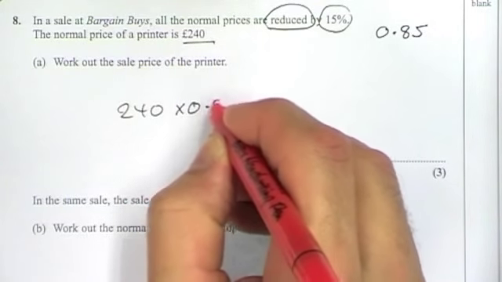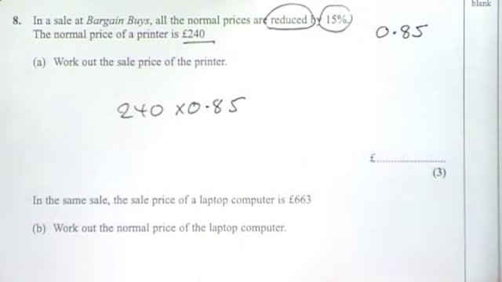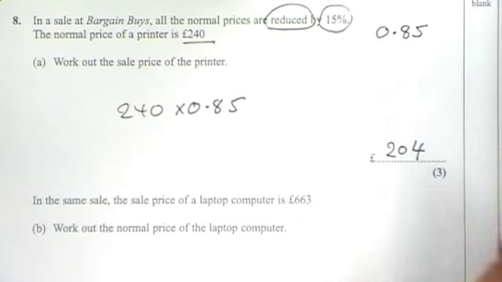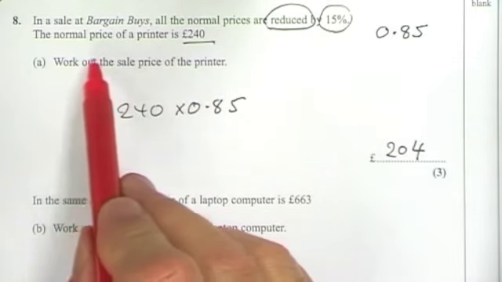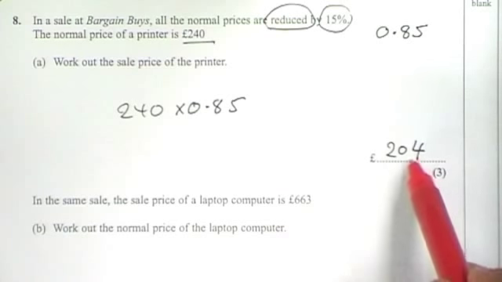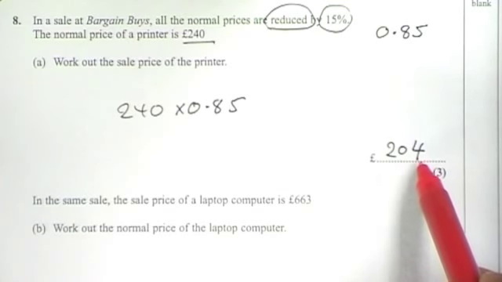Times 0.85, and that comes to £204. Now you can go and just double check if that seems about right. The normal price was 240, but it's been reduced, so your answer should be a little bit smaller.